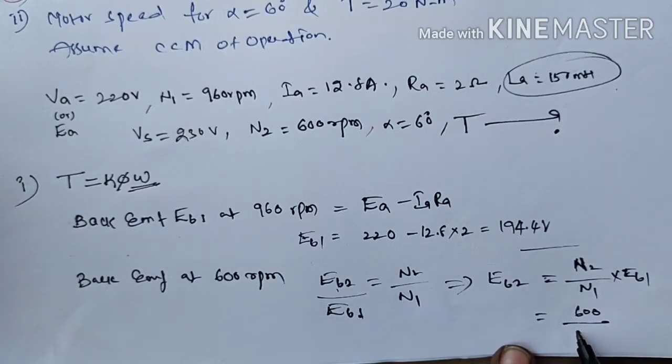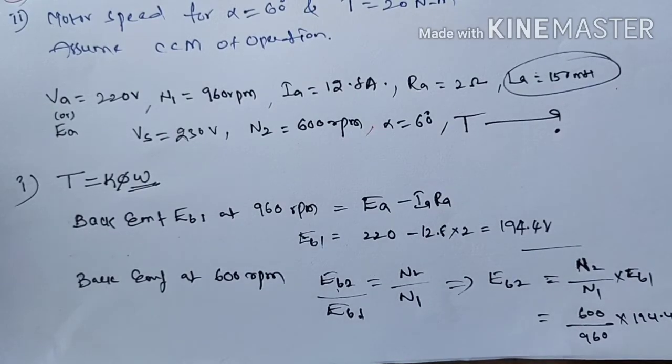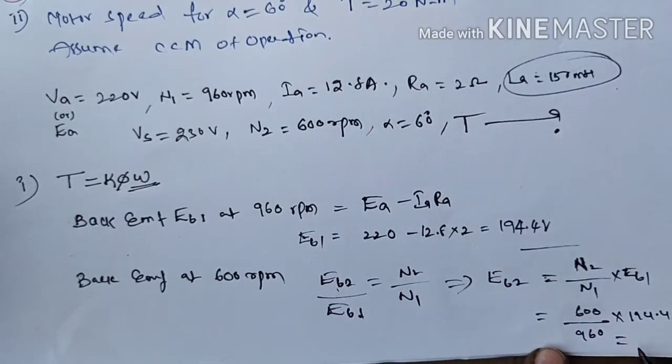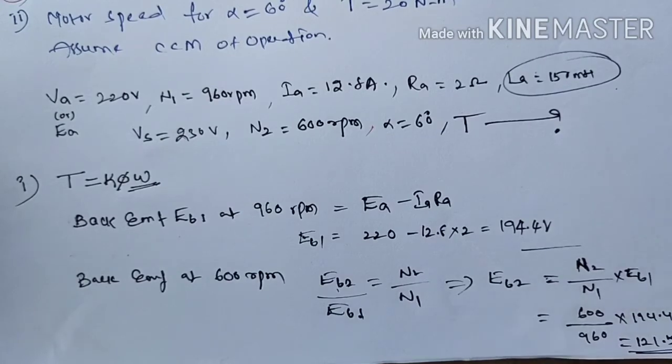600, that is N2 by N1 is 960 into how much the EB1 value? Already we got 194.4. So now the answer becomes, if you calculate this one, the answer will be 121.5 volts.